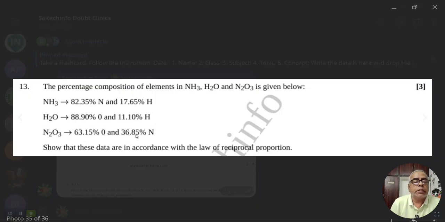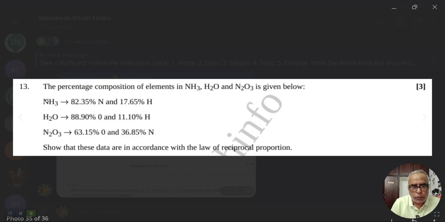63.15%, whereas nitrogen is 36.85 percentage. Now we need to show that these data are in accordance with the law of reciprocal proportion. So what we are supposed to do, we have got three types of compounds. For example, in the first compound, nitrogen and hydrogen are combined. In the second compound, hydrogen and oxygen are combined. The third compound, nitrogen and oxygen.